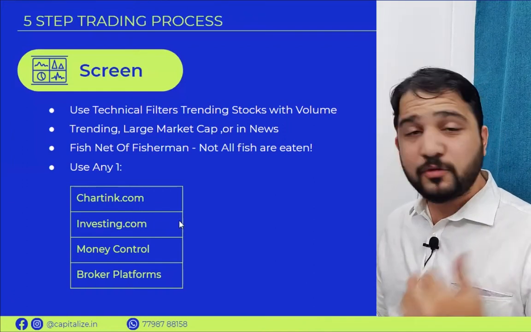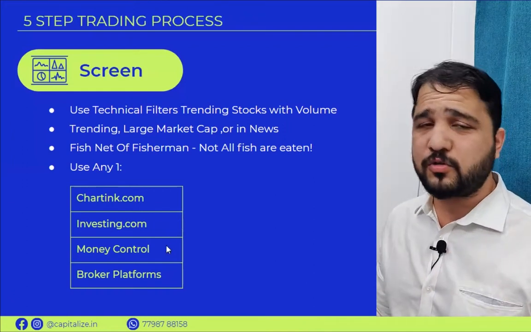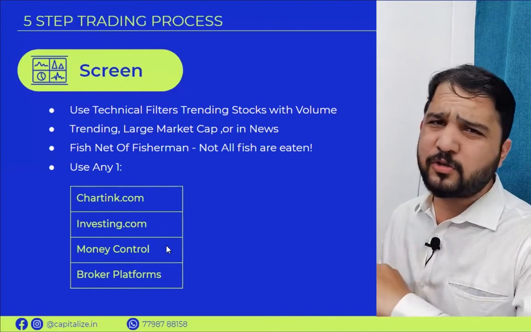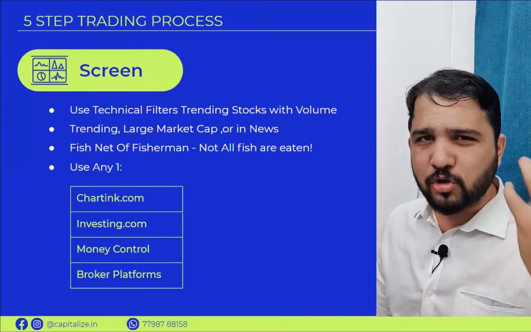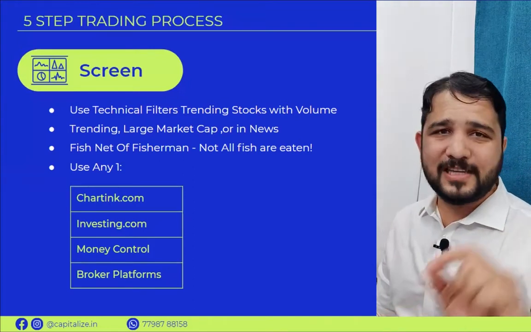Okay. And of course, there's always Money Control for news-based stocks. Money Control has various filters, from volume shockers to stocks in news, whatever kind of stocks you want to find out. Money Control is definitely there.